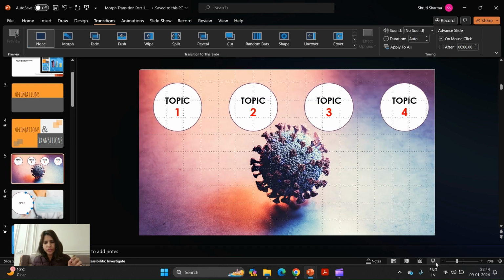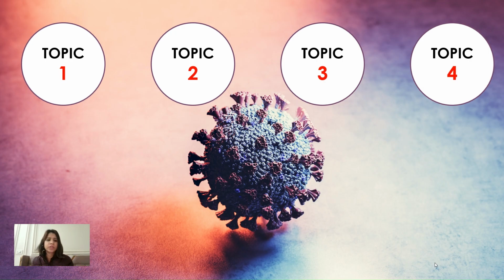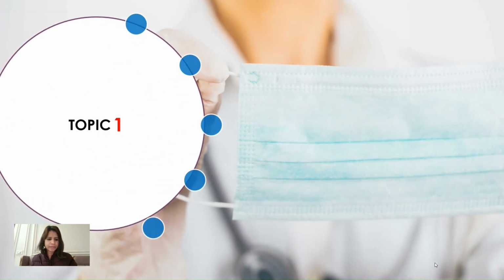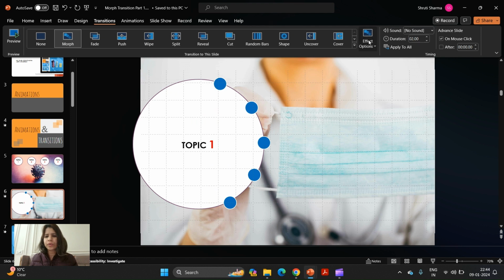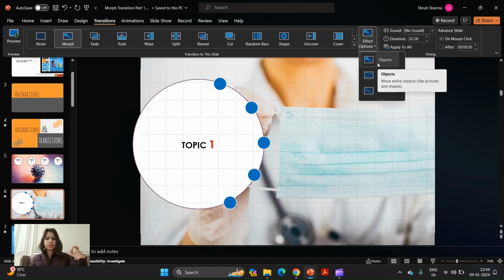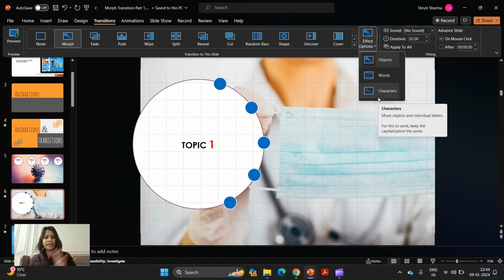So basically, you need to have common elements in order to use this transition. It could be shapes, it could be text, it could be alphabets. In this case, it was shape. When you actually go to effect options, you will see three elements over here: objects, words, and characters, right? Which means you should have either of these three things, which is common. So if you have common words, it will pick up that as well.